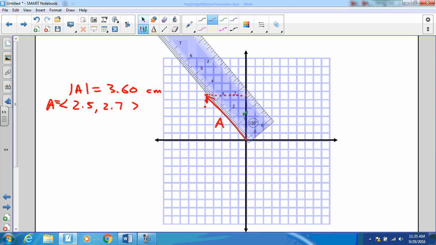2.5 squared plus 2.7 squared, square root, and I get 3.68. Close. Boy, so inaccurate. The system doesn't work. No, the system works just fine.